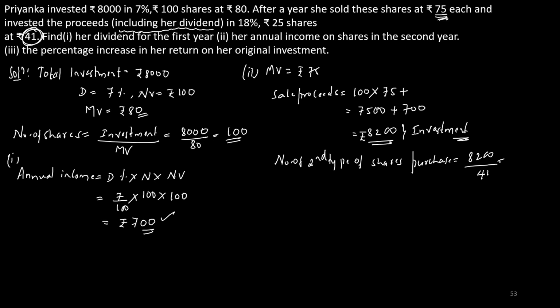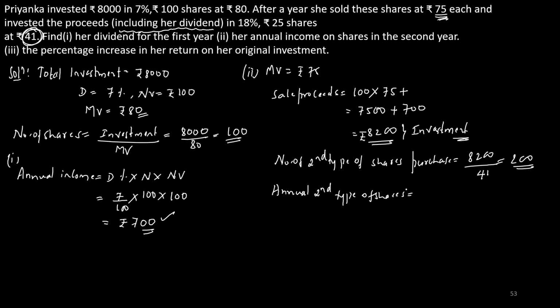Okay, so divided by 41. So how many shares am I going to get over here? It is 200 shares she has purchased. Second kind of shares. Okay, now let us find out the annual income on the second type of share.